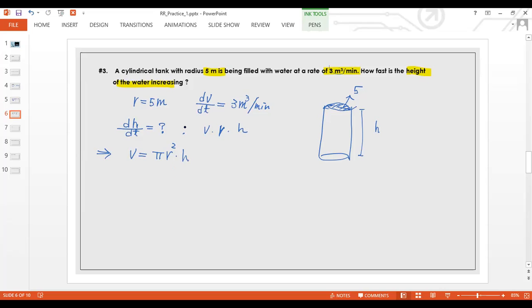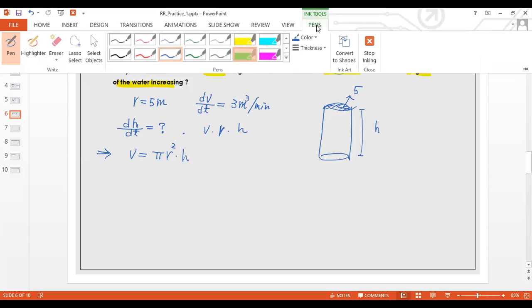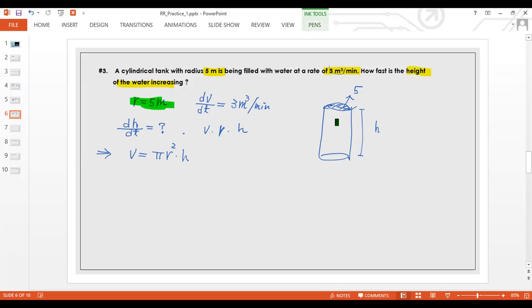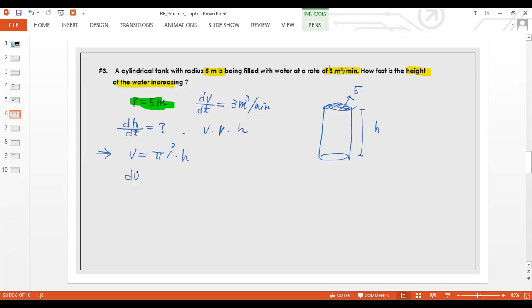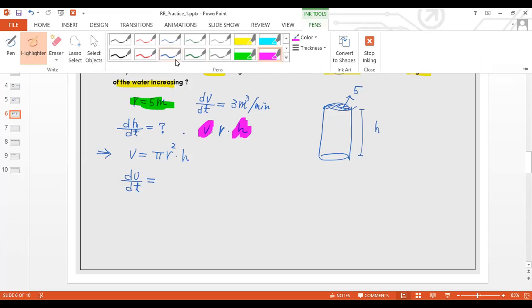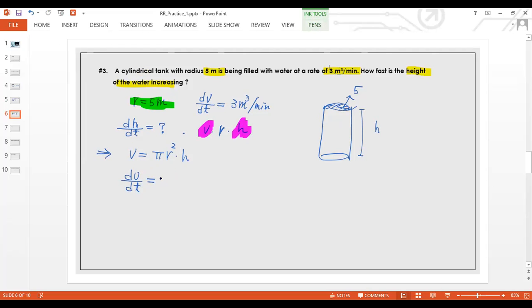And now we are looking for dV/dt. Remember here, R is a constant. R is not going to change here. So for dV/dt, which variables am I working with? I'm working with h and V. R is a constant, correct? So now dV/dt is equal to pi r square dh/dt.